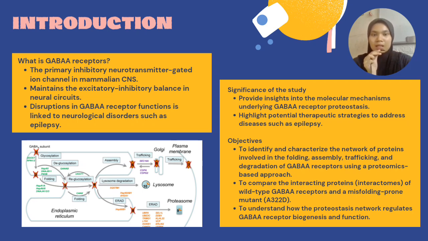Despite the importance, the processes governing the biogenesis of GABA A receptors, specifically folding, assembly, trafficking, and degradation, are not well understood. This gap in knowledge is particularly significant for misfolded receptor variants, which contribute to disease pathology. This research uses a proteomics-based approach to systematically map the proteins that interact with GABA-A receptors, also known as the proteostasis network. It focused on both the wild-type receptors and a misfolding-prone mutant, A322D, to identify the key differences and their potential implications.